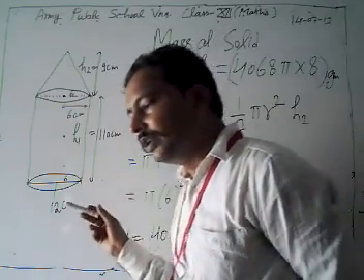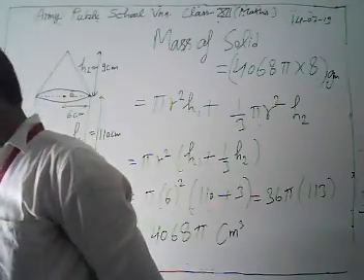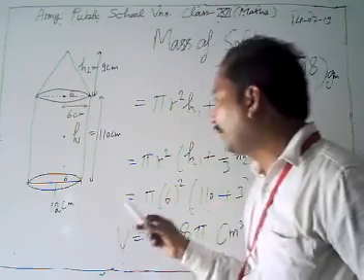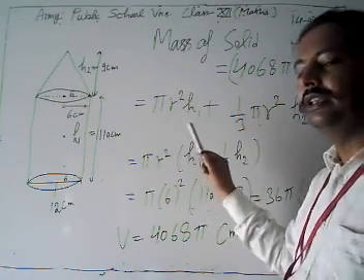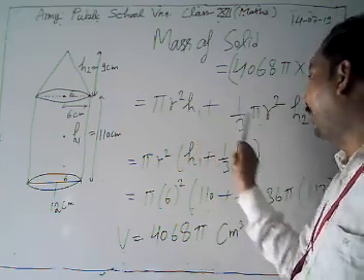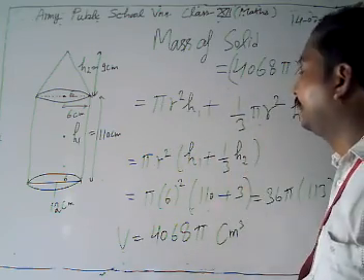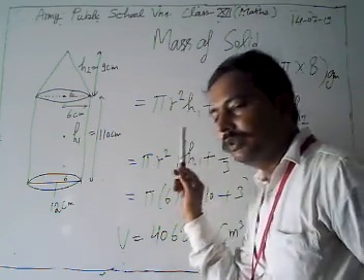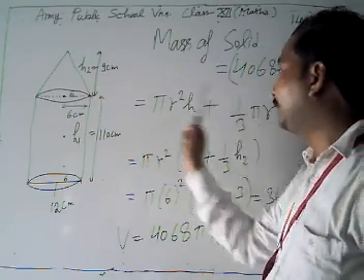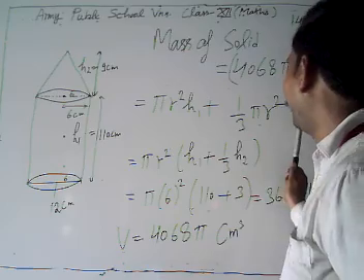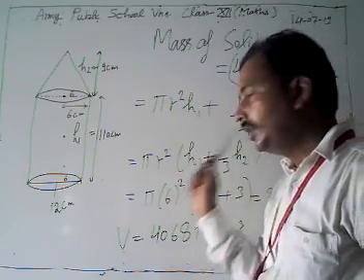Volume of cylinder is what? It's pi r square h. Volume of cone is what? 1 by 3 pi r square h. I changed to h1 and h2 because the heights are different there. I take the same r, because if radii are different then we can take r1 and r2 as usual. So pi r square h1 is the volume of the cylinder, and 1 by 3 pi r square h2 is the volume of our cone.